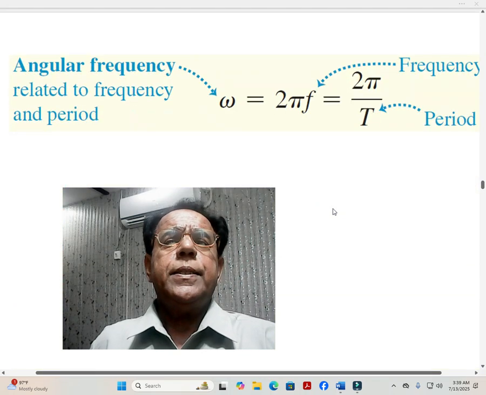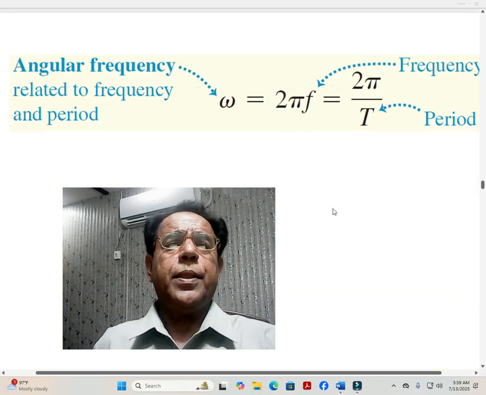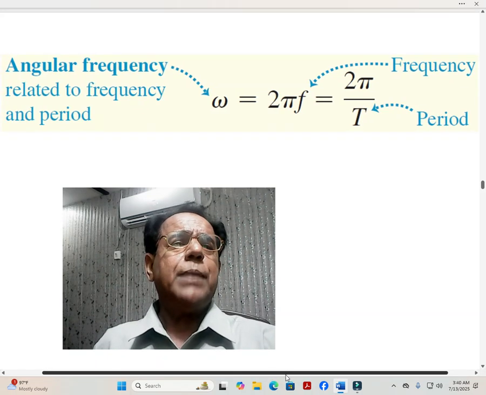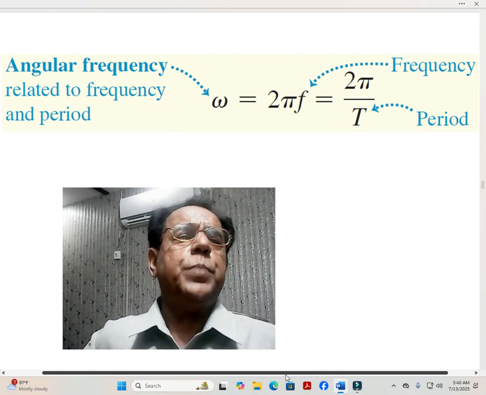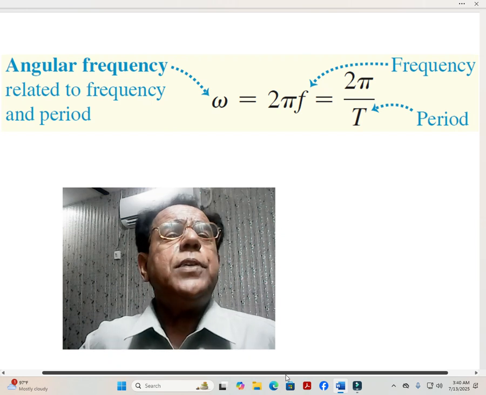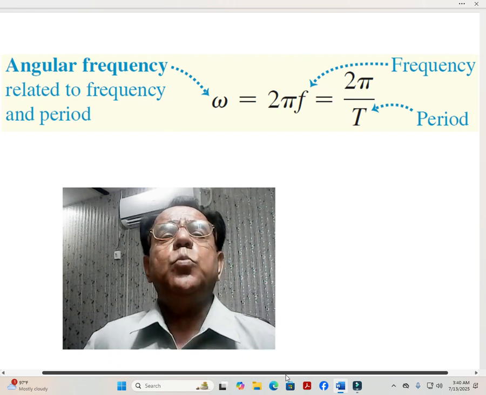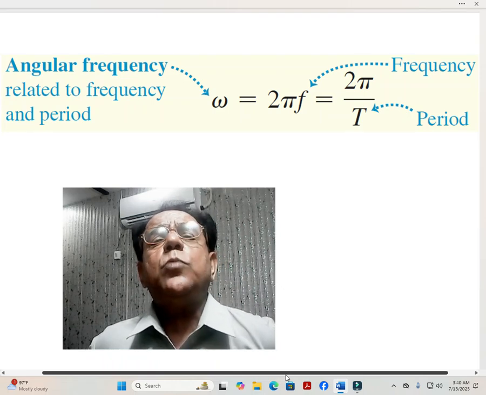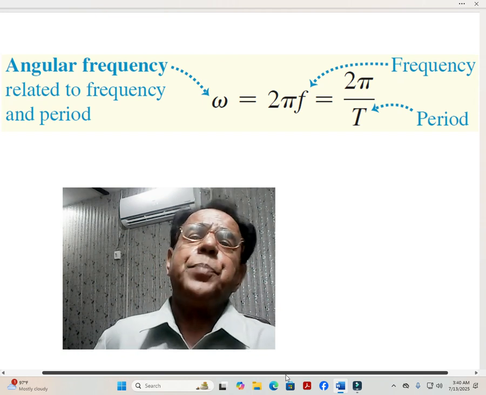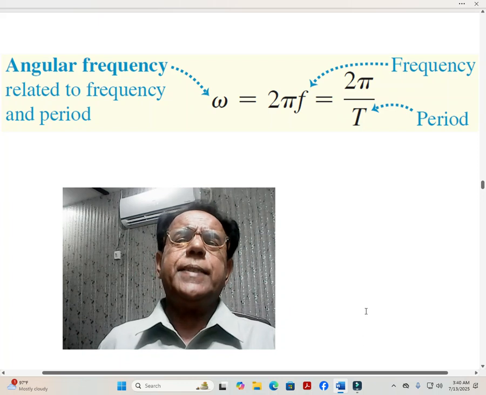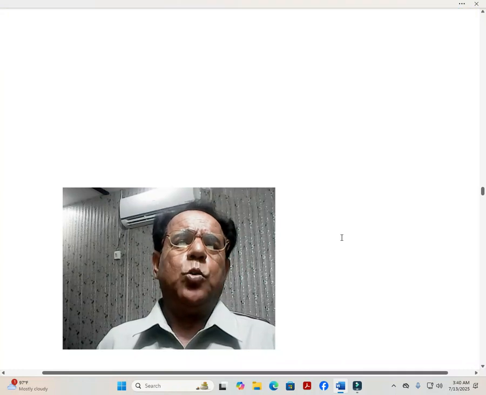Now this is the next snapshot. This snapshot says angular frequency omega is related to frequency and period. Angular frequency omega is equal to 2 pi f, where f is frequency, and this is alternatively equal to 2 pi over T, where T is time period. Almost the same concept has been repeated in the previous snapshot.